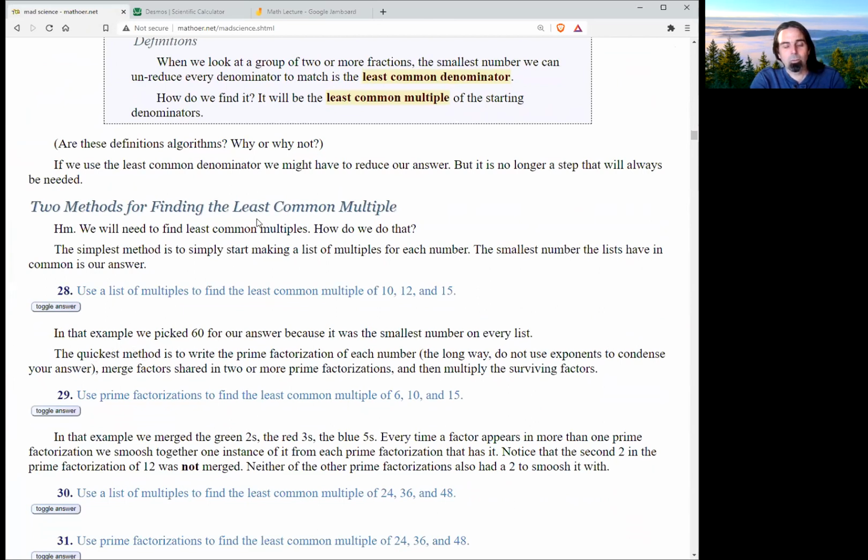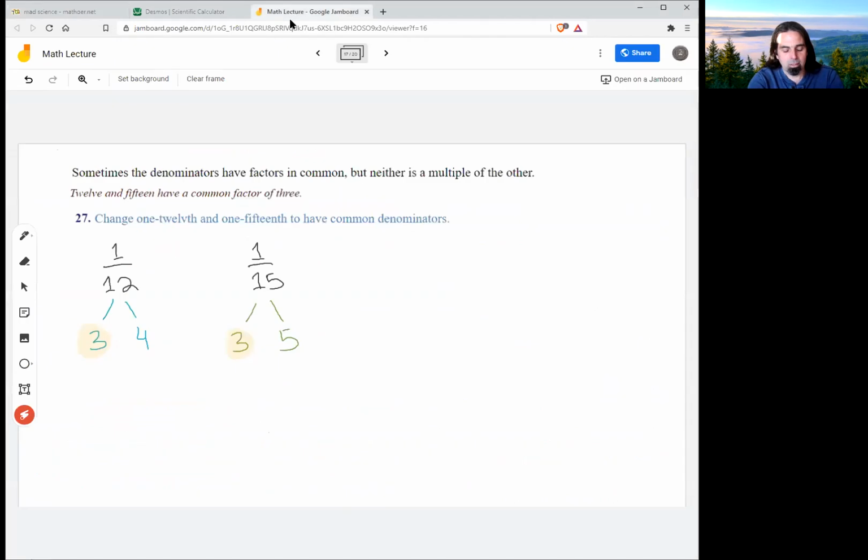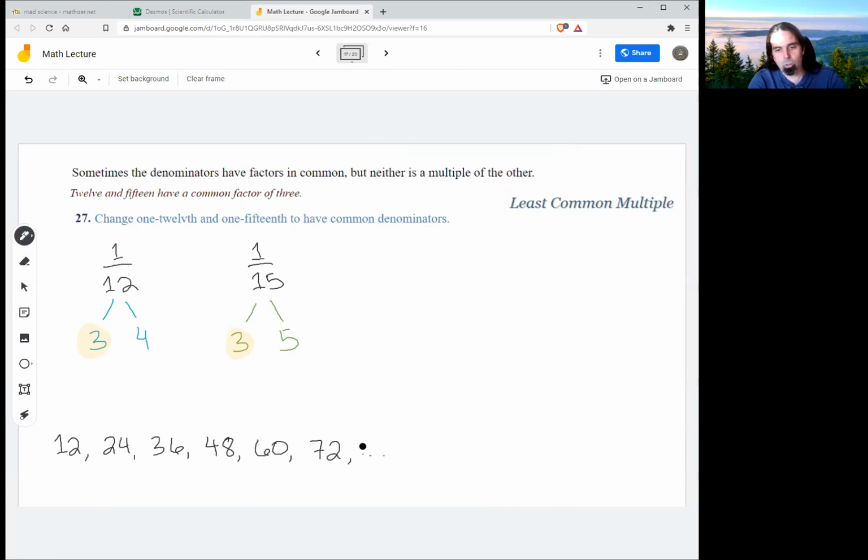There's two methods for finding what we're calling the least common multiple. And least common multiple just means exactly what it says, that I want a number that's a multiple of 12 and 15, but I want the smallest one. So some people like multiples. If you like multiples, you will just make a list. 12, 24, 36, 48, 60, 72, and so on. Those are all the multiples of 12. I can make another list for 15. 15, 30, 45, 60, 75, and so on. What's my least common multiple?